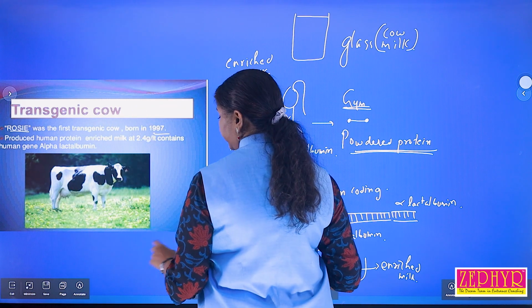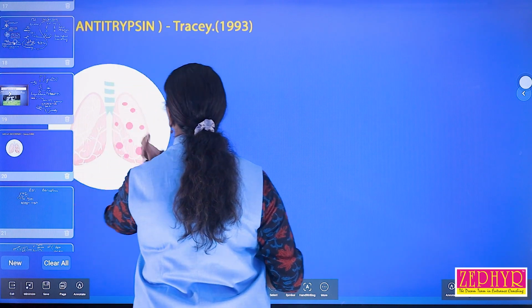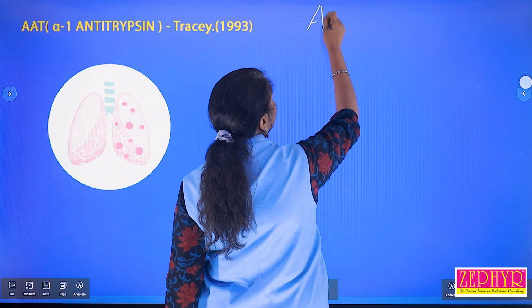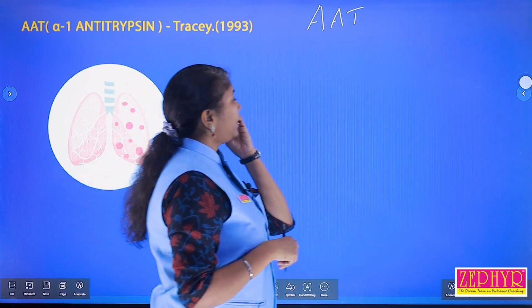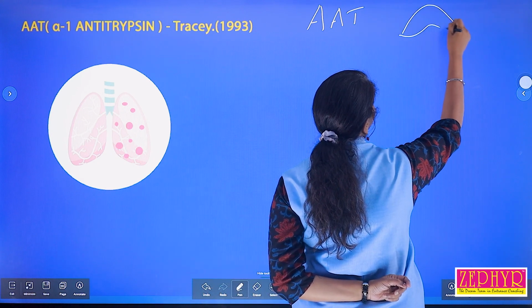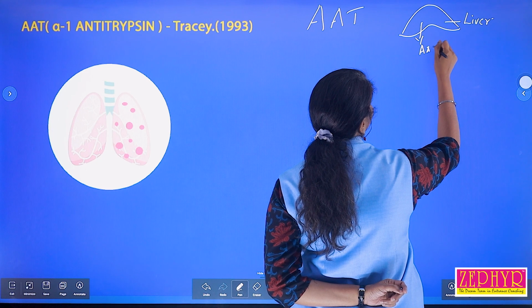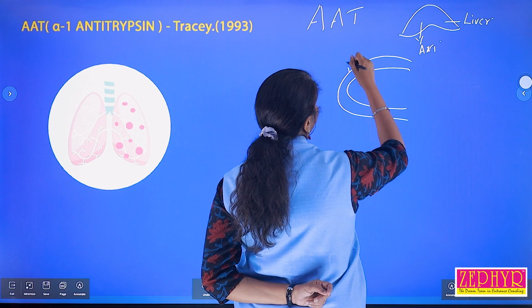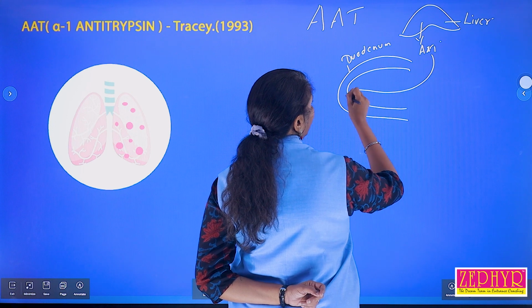So from there, we move on to the last topic of our class, and that is alpha-1 antitrypsin, which is famously known as AAT. The question is, where is this AAT being formed? This AAT comes from our liver. So our liver produces this enzyme AAT. This comes into the C part, that is our duodenum area. Let's look at the duodenum. So from here, AAT makes its way to the duodenum.